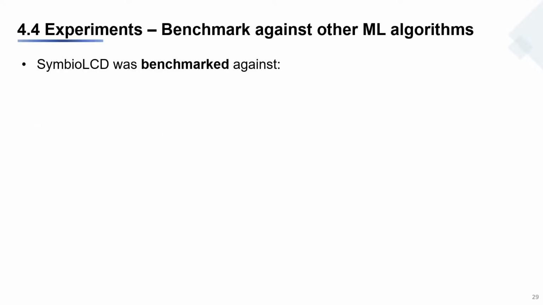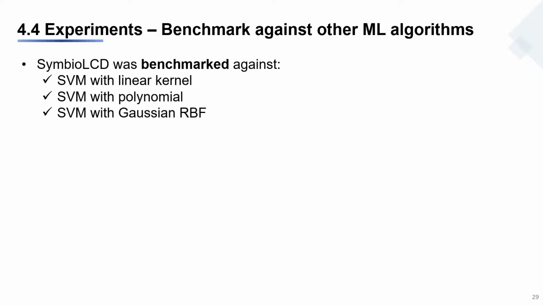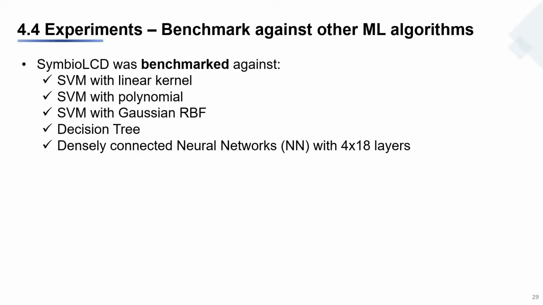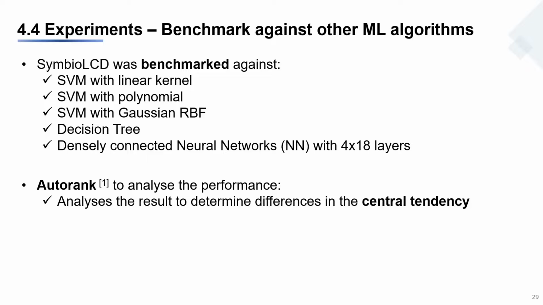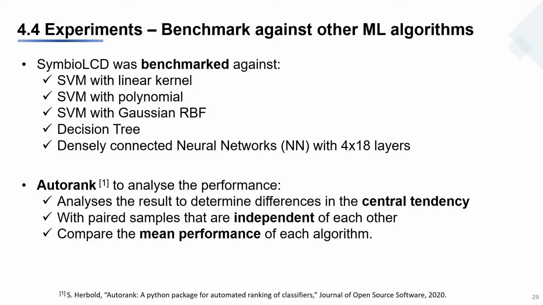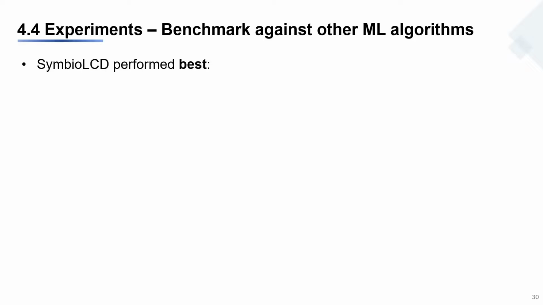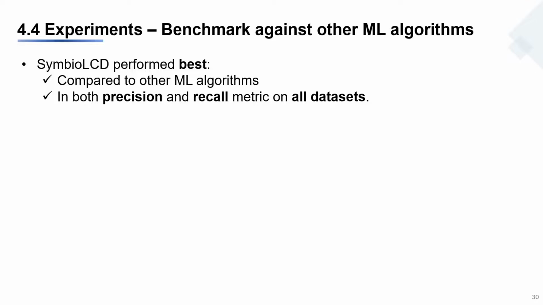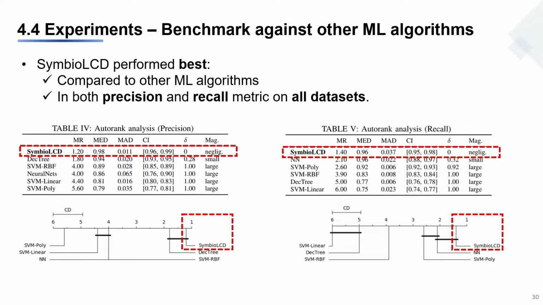Our SymbioLCD was benchmarked against well-known machine learning algorithms, including three SVMs with linear, polynomial, and Gaussian kernels, decision tree, and a densely connected neural net with 4 layers. Further to that, we have used autorank to analyze performance, which determines the difference in central tendency with independent paired samples to compare the mean performance of each algorithm. The result shows SymbioLCD performed best compared to other machine learning algorithms in both precision and recall metrics on all datasets.